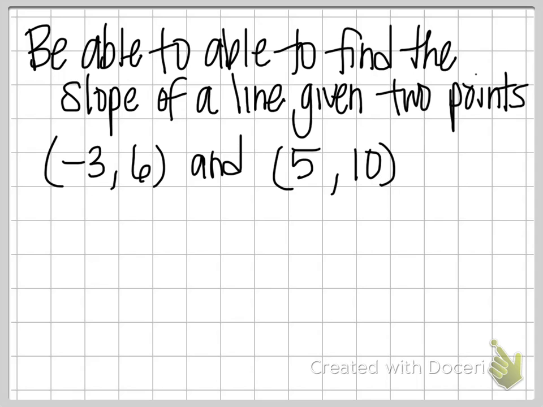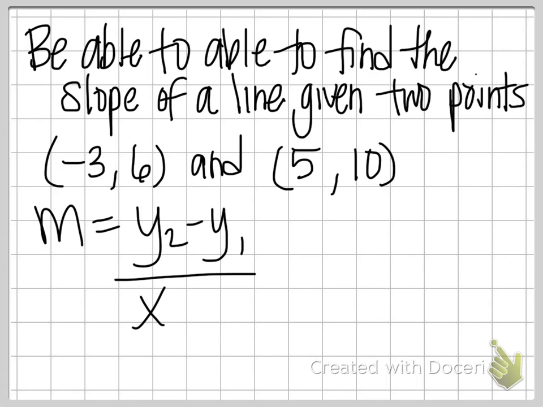So you want to be able to find the slope of a line given 2 points. So let's say you have the points -3, 6 and the point 5, 10. Remember that slope is change in y over change in x. So you can go ahead and label your points: x1, y1, and x2, y2.